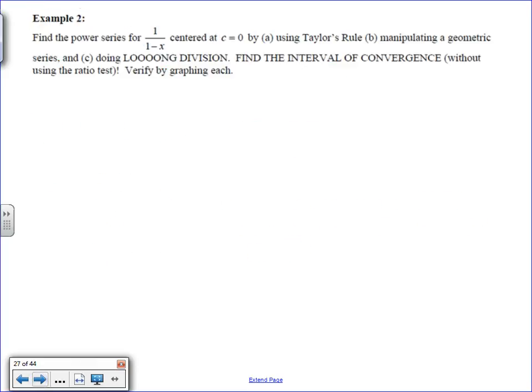So, what if they gave me the following? Find the power series centered at c equals 0 by A, Taylor's rule, B, manipulating a geometric series, and C, doing long division. Find the interval of convergence without using the ratio test and verify by graphing each. Wait, what? Well, hold on. Taylor's rule. Using Taylor's series. But it's at c equals 0, so therefore I can think, hey, Maclaurin, right?